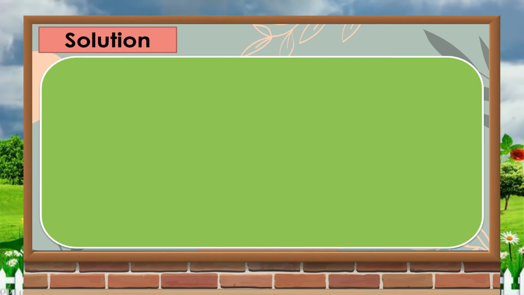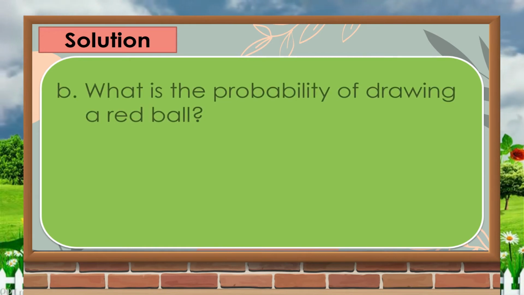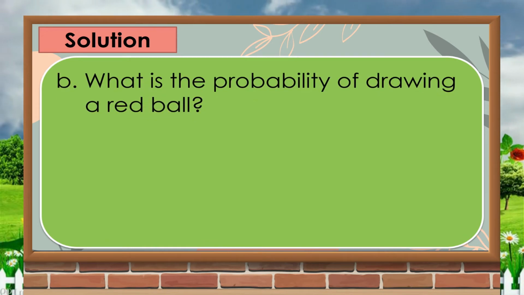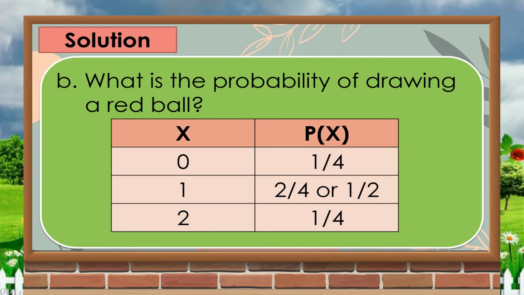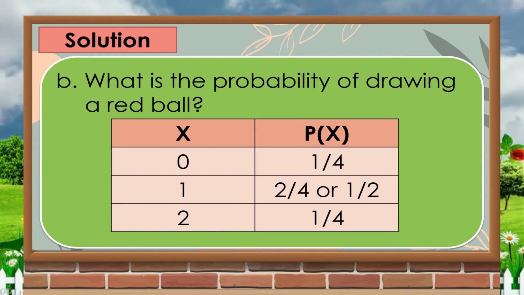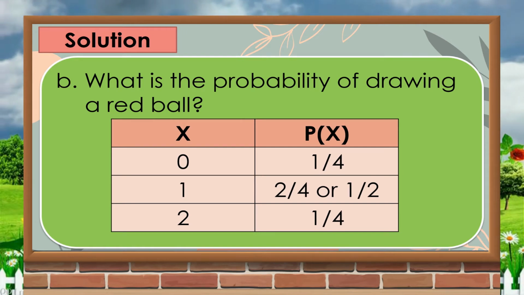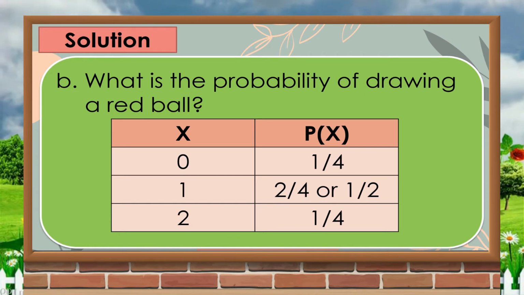Now let us answer the second question. The second question is, what is the probability of drawing a red ball? To solve for the probability of drawing a red ball, you must create a table of discrete random variable, which is called the probability distribution table. The table will have 2 columns. The first column is x, which represents the random variable of drawing a red ball. The second column is the probability of drawing the number of red ball.